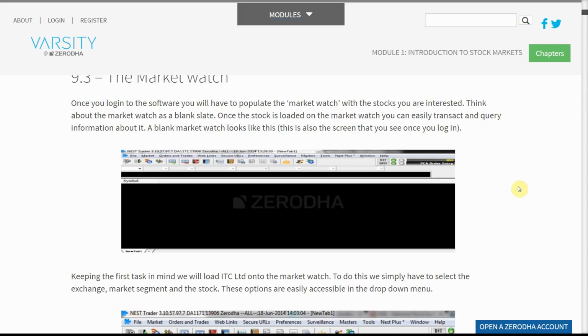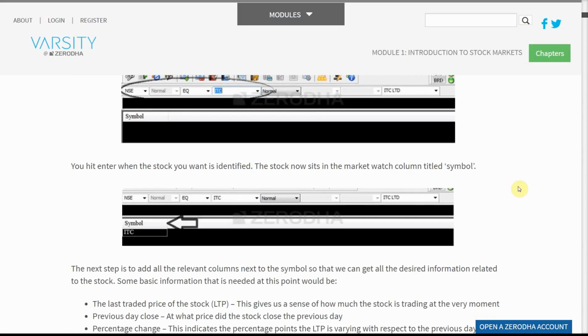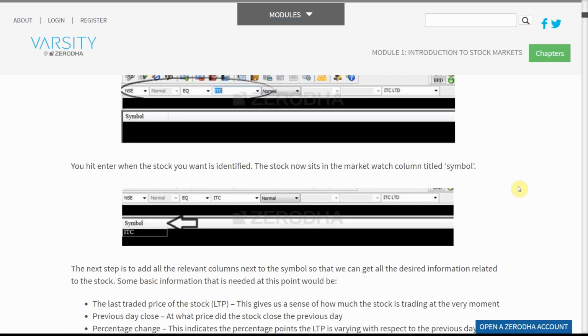Keeping the first task in mind, we will load ITC Limited onto the Market Watch. To do this, we simply have to select the exchange, market segment, and the stock. These options are easily accessible in the drop-down menu. You hit enter when the stock you want is identified. The stock now sits in the Market Watch column titled Symbol.